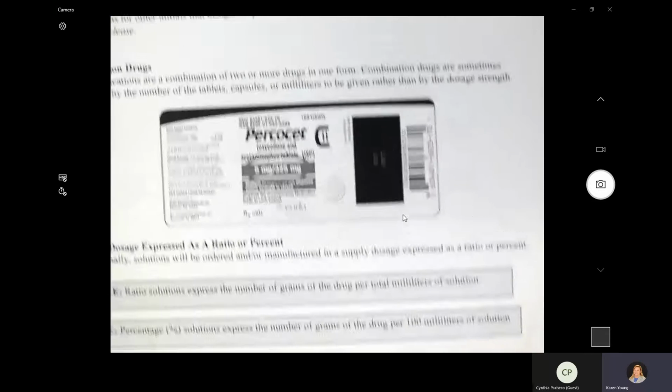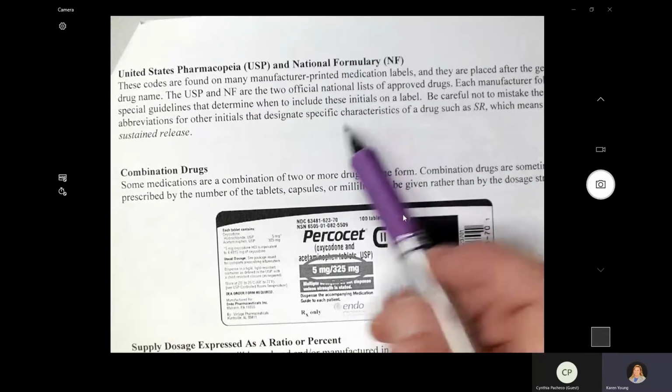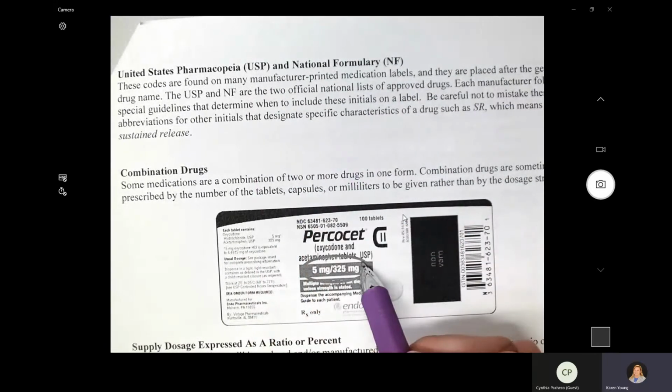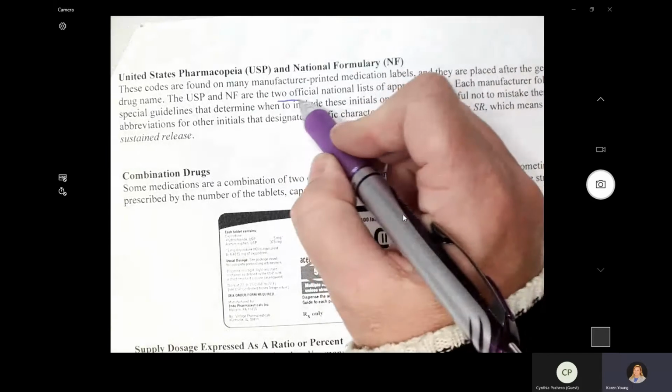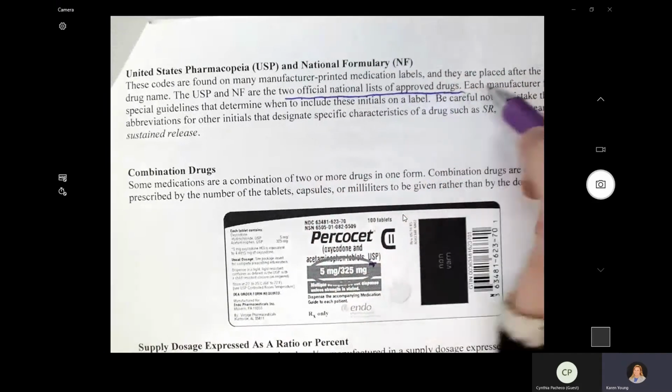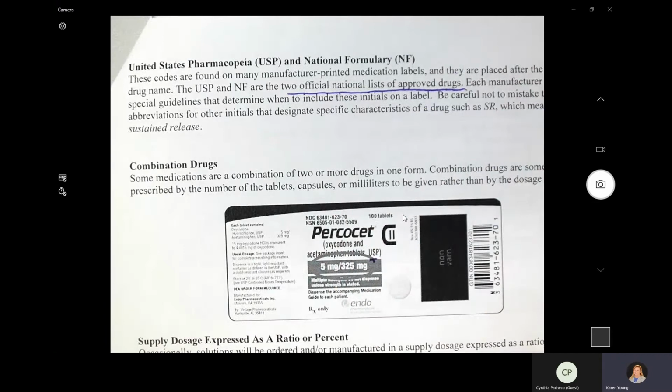Then we have the United States Pharmacopoeia, the USP and the NF, and you've seen this on several labels. The USP and the NF are the 2 official national lists of approved drugs. So they're the drugs that are approved by the FDA, Food and Drug Administration. Each manufacturer follows special guidelines that determine when to include these initials on a label. They don't all have the USP or the NF, but most of them will.